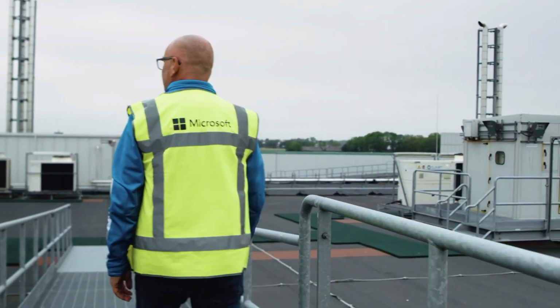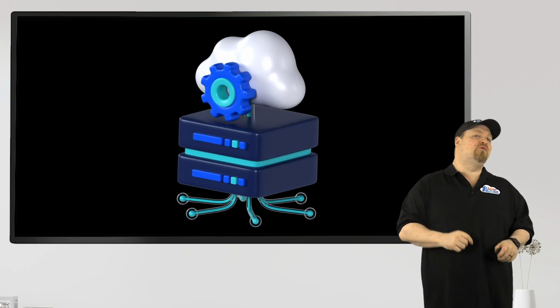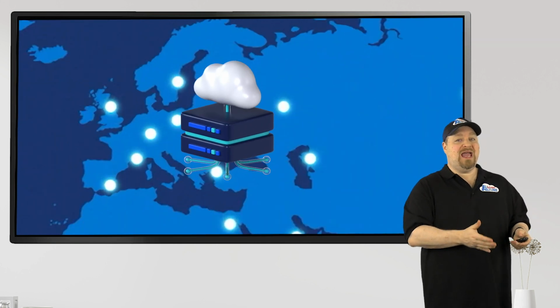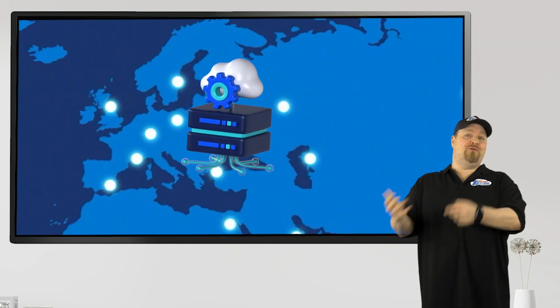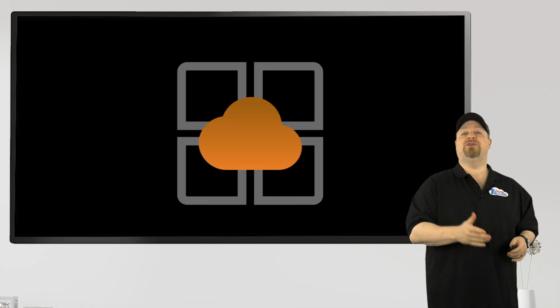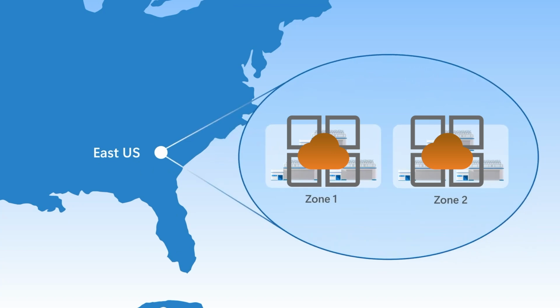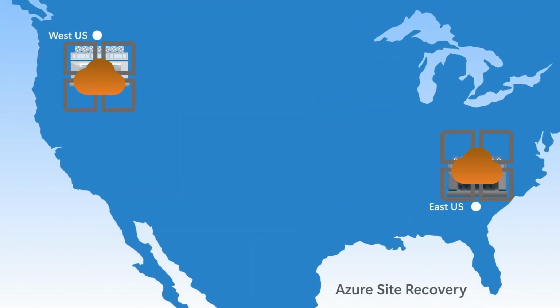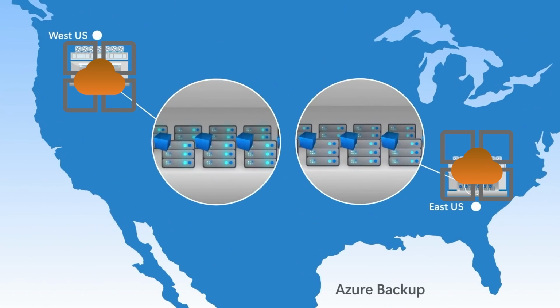Now, when you build your app, you need to build reliability into it too. If you only build one VM or one web app in one region, and then an earthquake hits that region, your app could go down too. So instead, you should build your app using multiple instances and across availability zones or across regions. And you should even set up things like Azure Site Recovery, which will replicate your app into different regions.